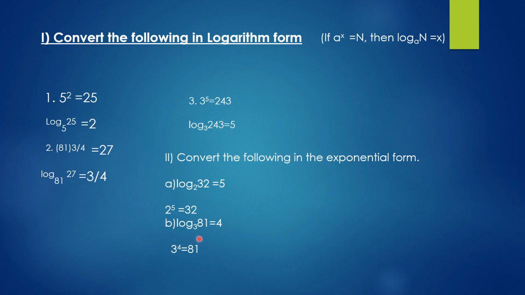Next one, see this one, logarithm of 81 to the base 3 is equal to 4. You are asked to write it in exponential form. What is the base here? 3 is the base. When the base is raised to the power of 4, 3 to the power of 4, you will get 81. So when it is written in exponential form, a to the power of x, compare these two: 3 to the power of 4, the given number is 81. The base 3 is raised to the power of 4, then you will get 81. Therefore, logarithm of 81 to the base 3 is equal to 4.